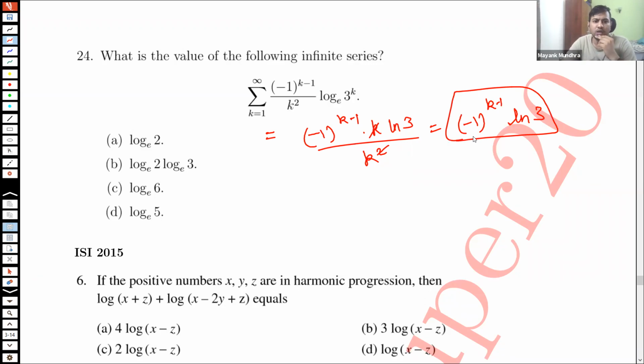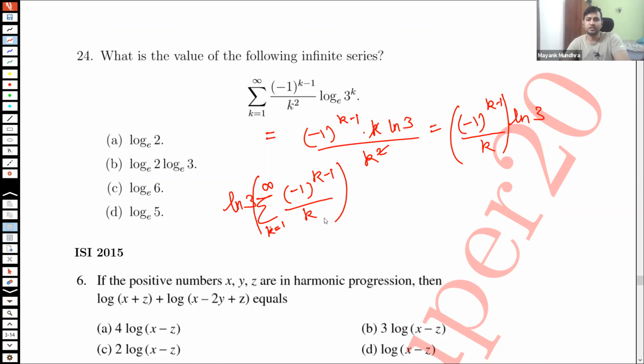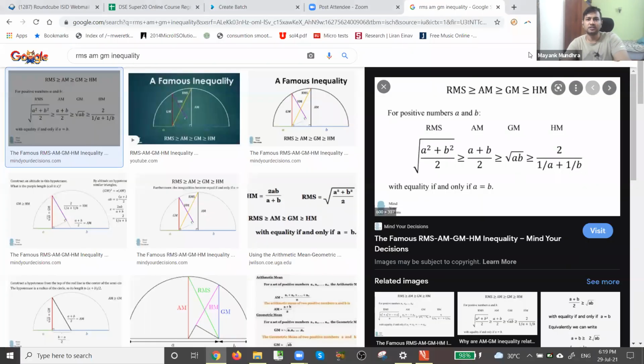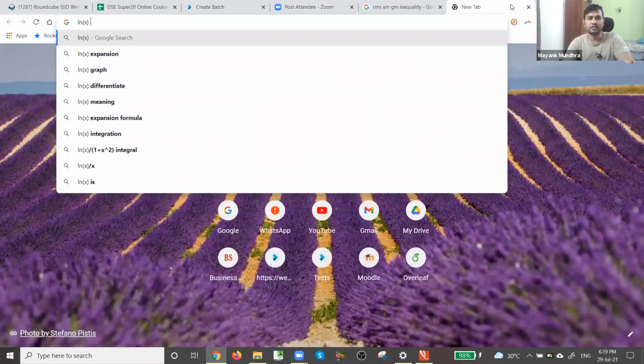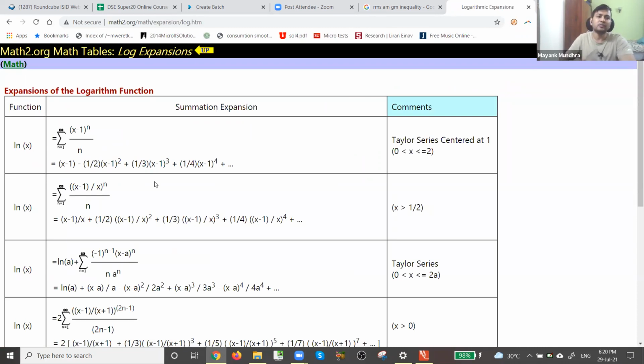Right. So now I have to add this up, sorry, divided by k. Okay, so in the summation, I can take log 3 outside. So log 3 times the summation of minus 1 to the power k minus 1 upon k, going from k equals 1 to infinity. So here we will use the formula for expansion of log x. Should have given it in one of the notes. So the expansion for log x is x minus 1 to the power n upon n, summation.